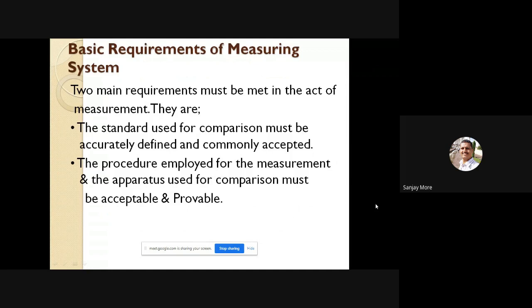So the basic requirements of a measurement system or measuring system. There are two basic requirements. First, the standard used for comparison must be accurately defined and commonly accepted. And second, the procedure employed for the measurement and the apparatus used for comparison must be accepted and provable.